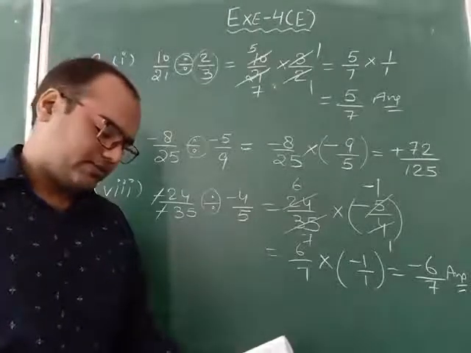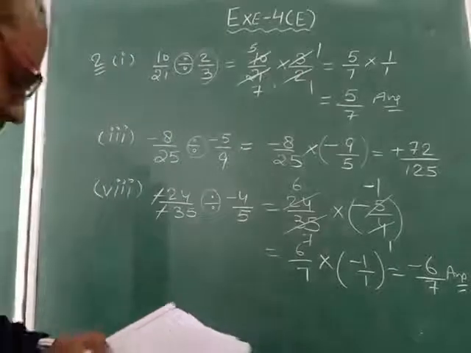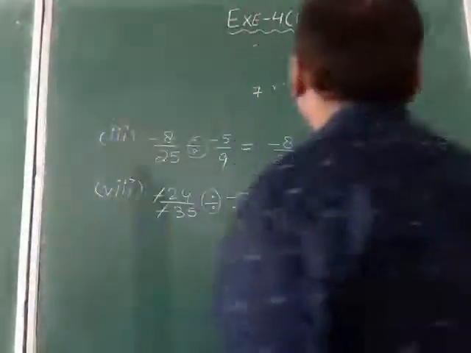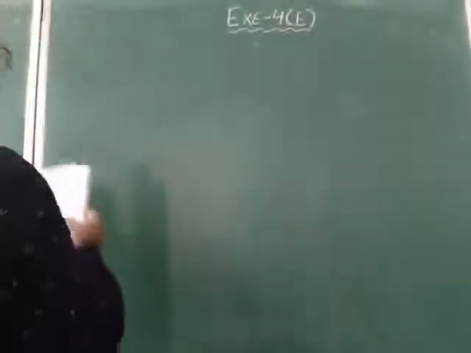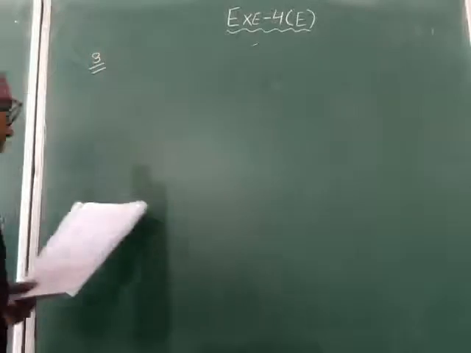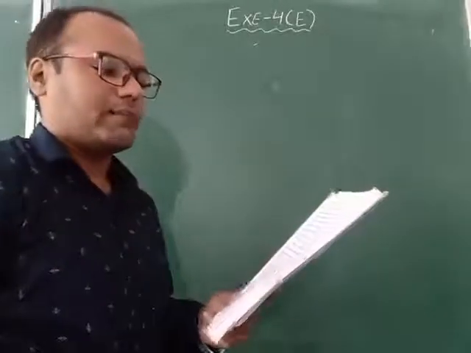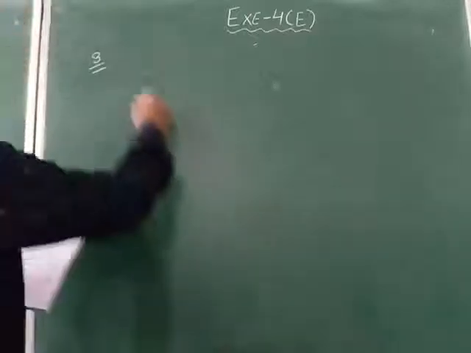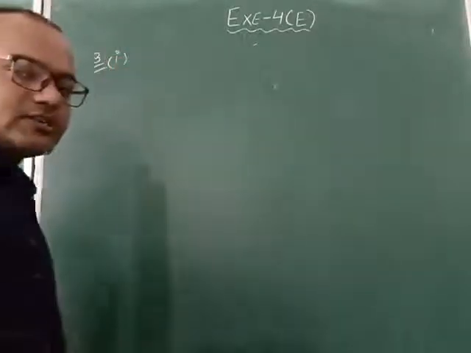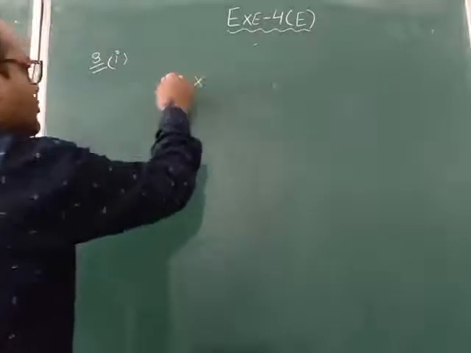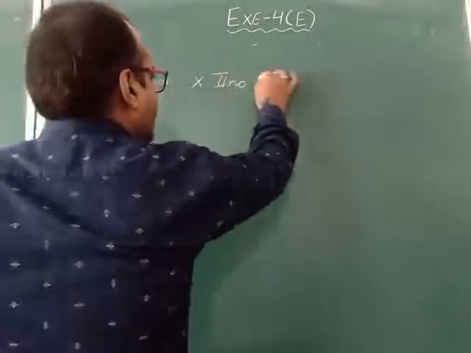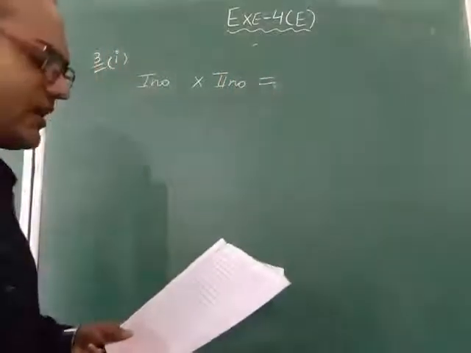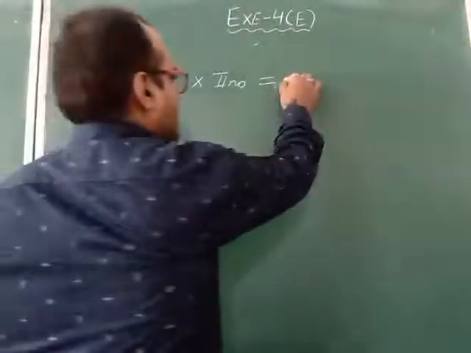Now see question number 3. Third question is: the product of two rational numbers is minus 3 upon 7. Product means multiply. So when we multiply two numbers, first number and second number, then we will get an answer. How much answer will we get? The product of the two numbers is minus 3 upon 7. So this is the answer.